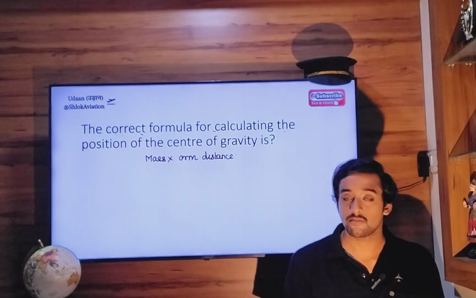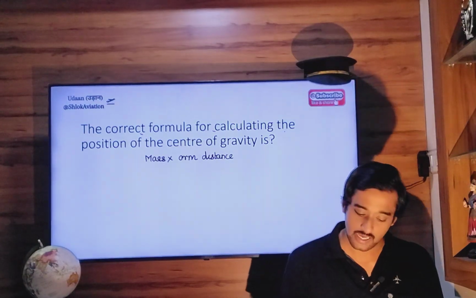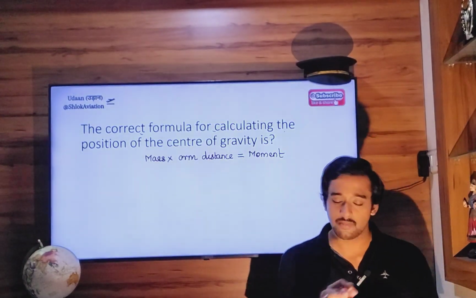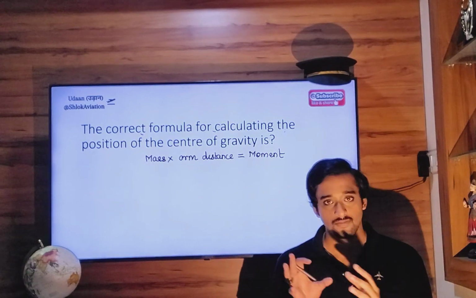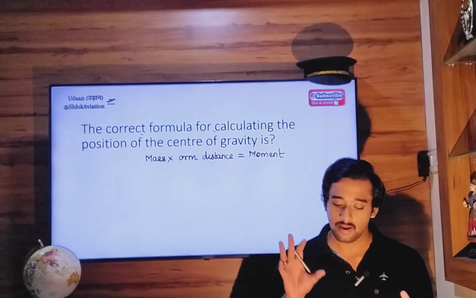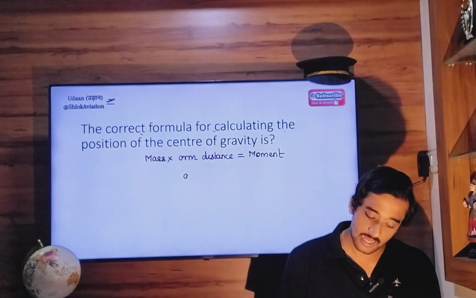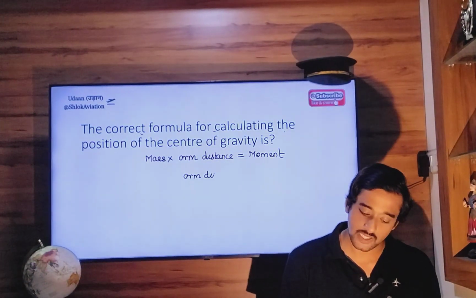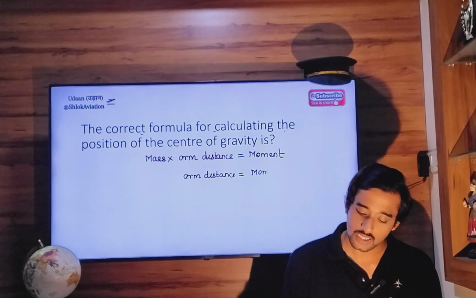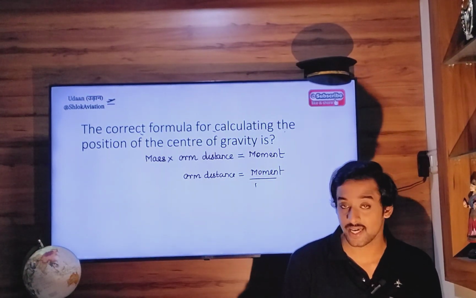Arm distance is nothing but the position of center of gravity, which is equal to moment upon mass. So this can be cross multiplied and then select the correct option. This is the main formula. Now the option can be arm distance equals moment upon mass. So select this option if it's there.